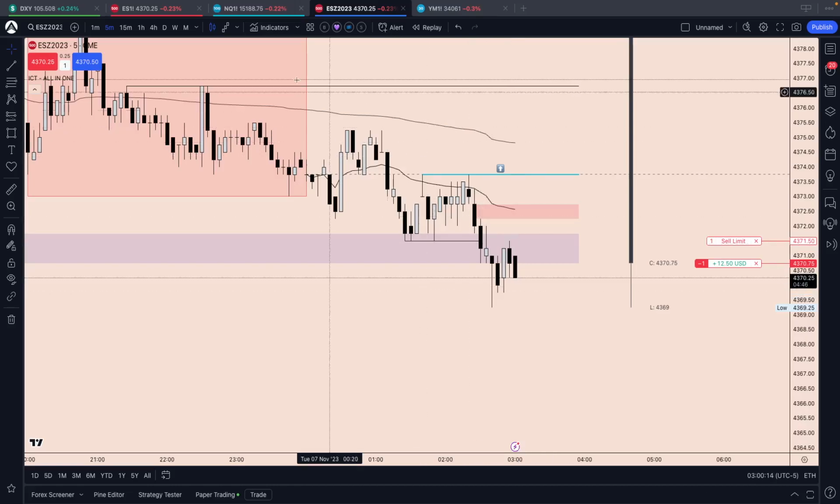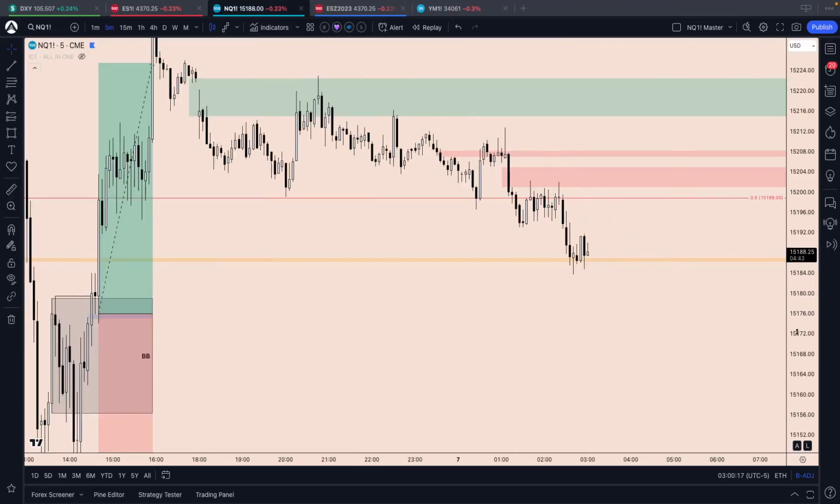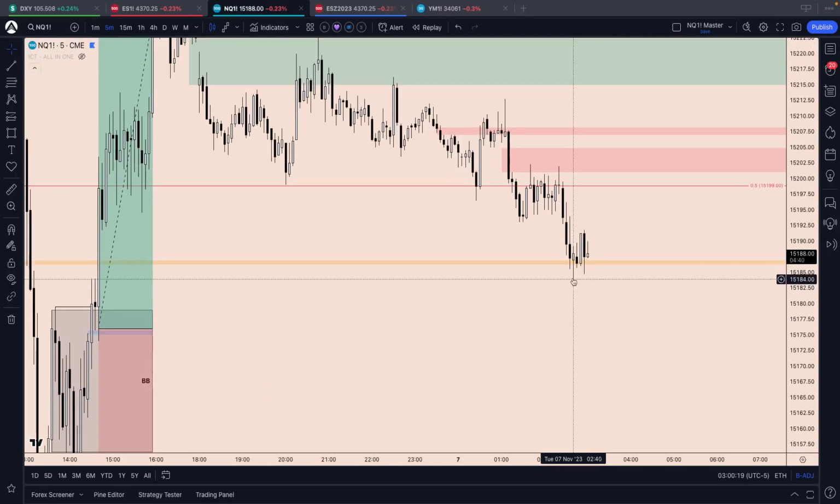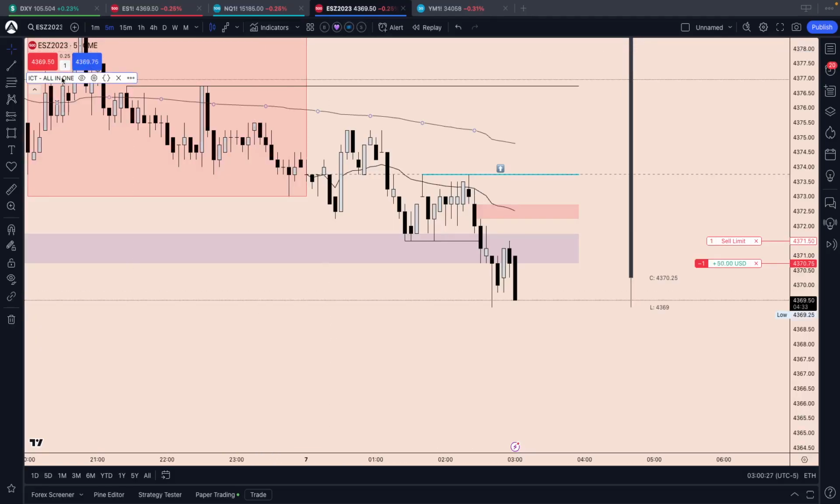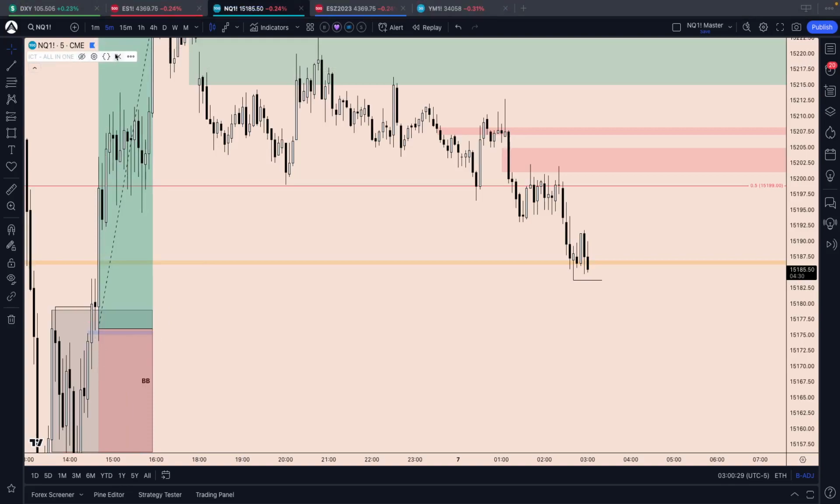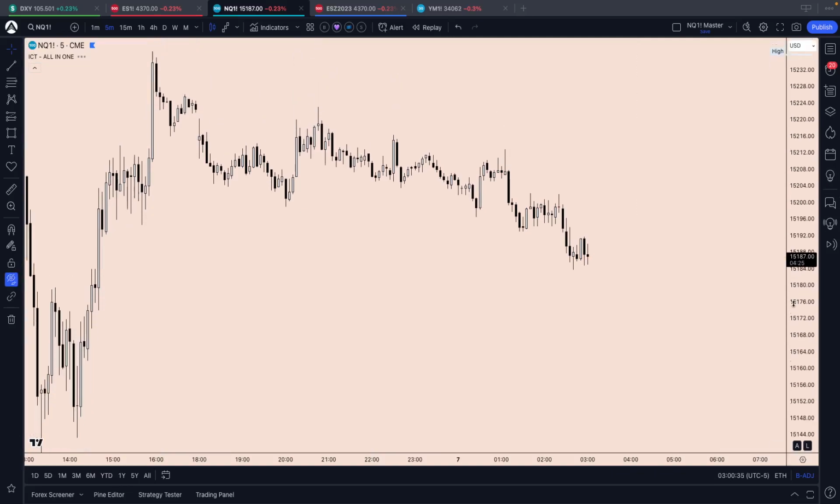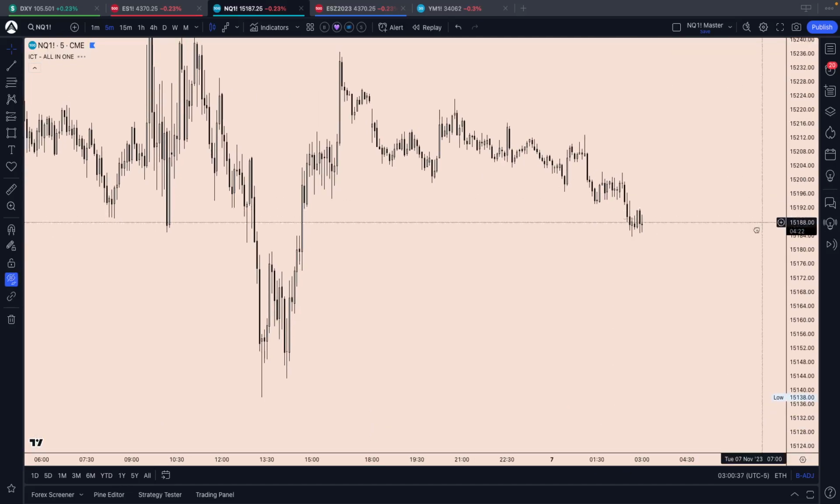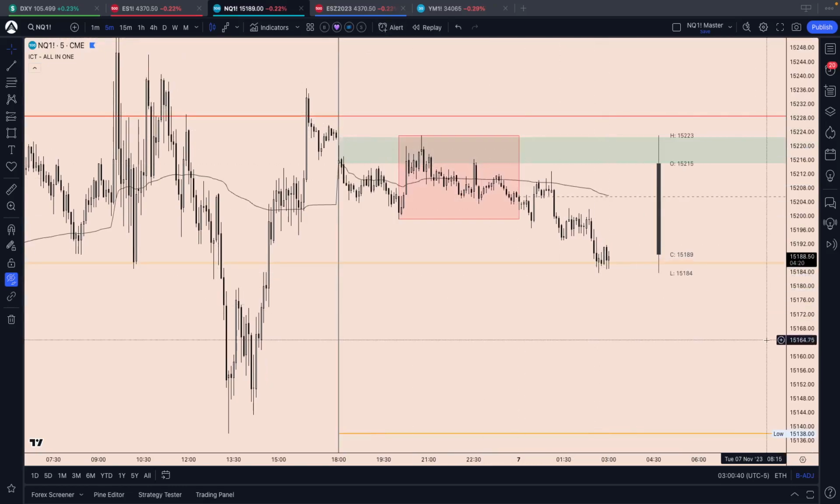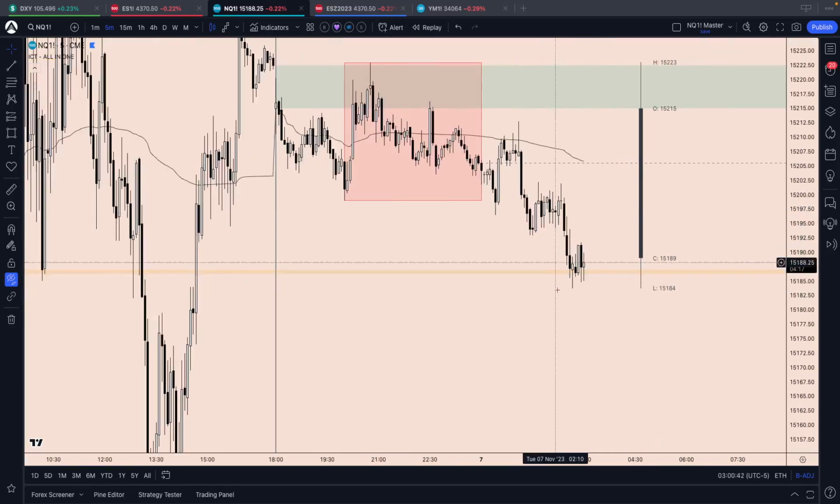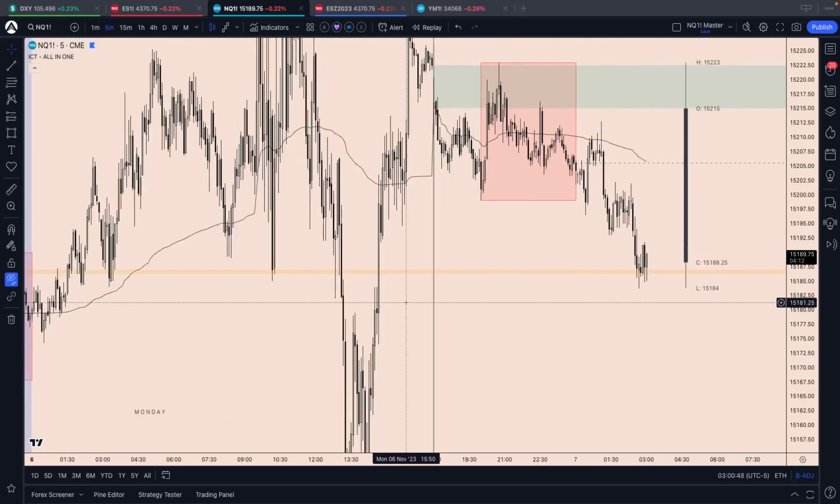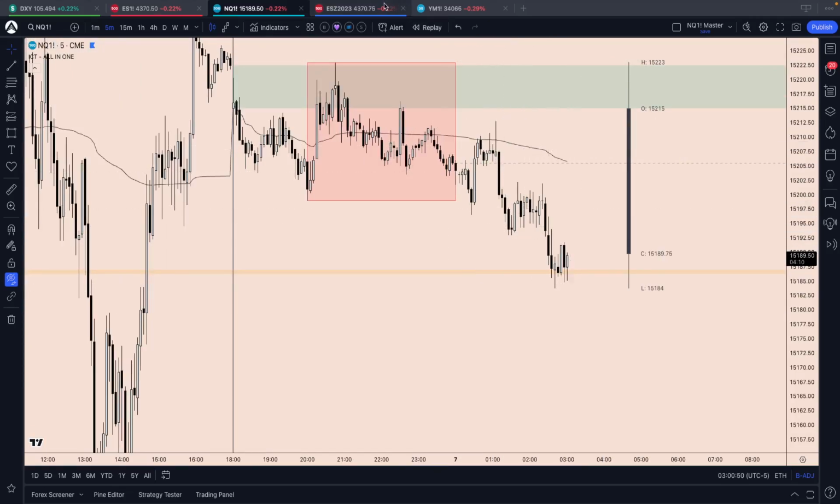Take a look at NQ. NQ didn't take out the low. Let me actually copy the indicator from ES over on the NQ chart and hide all the drawings. Let the indicator do the work. Perfect. Right on new week opening gap. Still playing around with that level. Continued lower from the Asia low.